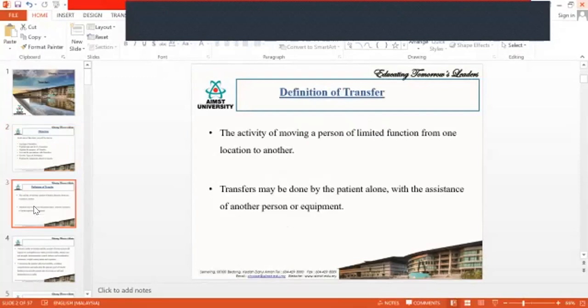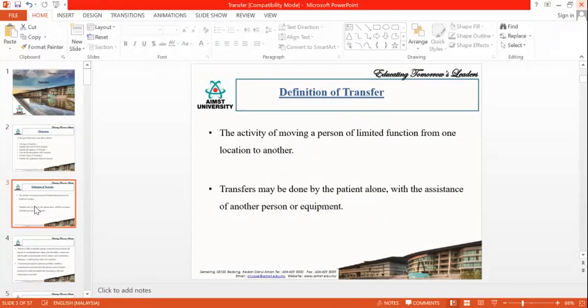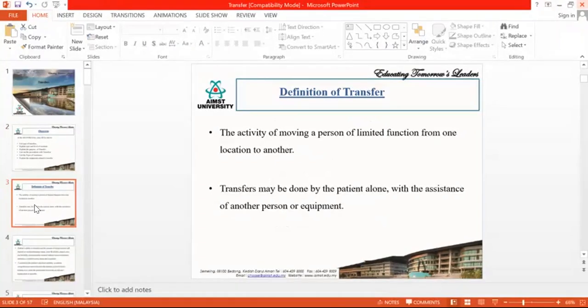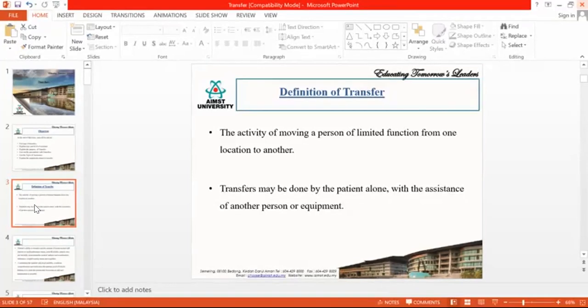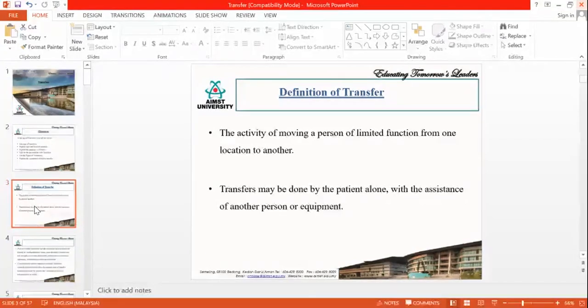In the English language, transfer means moving a person from one place to another place. Okay. But as a physiotherapist, it is not only moving a person from one place to another, it is moving a person safely from one place to another, and we need to make sure that he is safe in the next position.